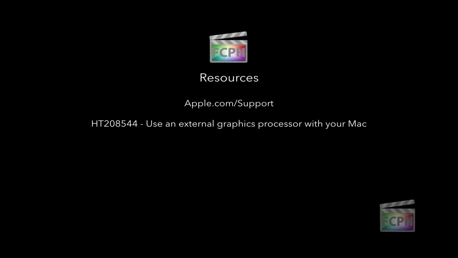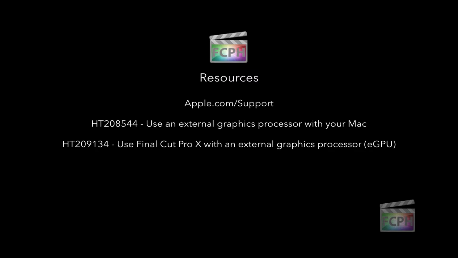The next article is HT209134, and it's Use Final Cut Pro 10 with an External Graphics Processor. So this specifically covers using Final Cut and how you can take advantage of that, and we'll see some of that in this one. Another one is HT208897, Using the Blackmagic eGPU with Your Mac. You can get some tips on that one if you're thinking about getting the Blackmagic eGPU.